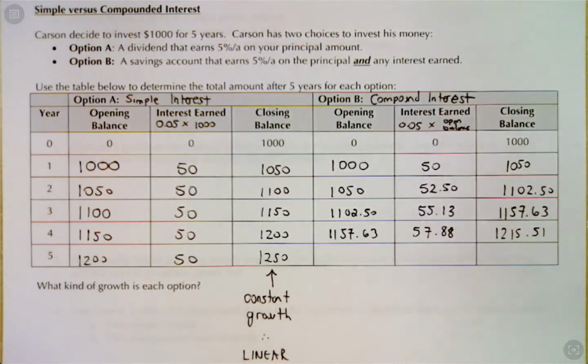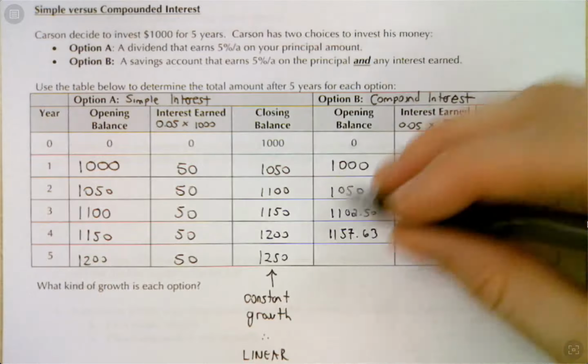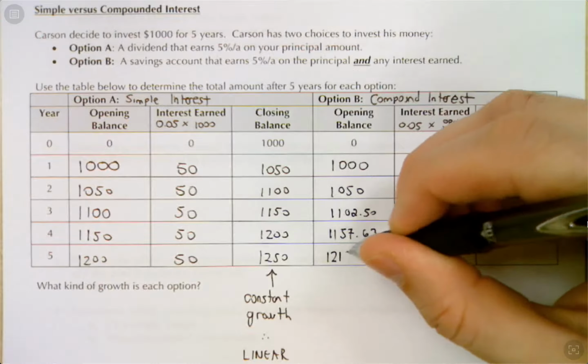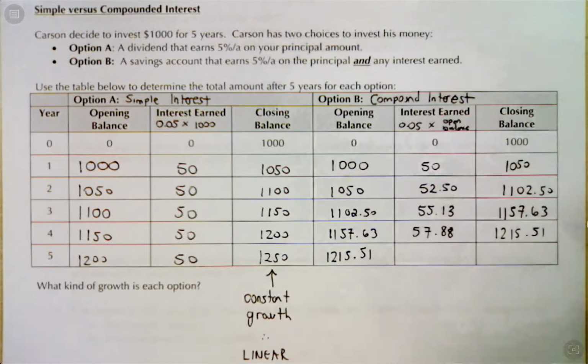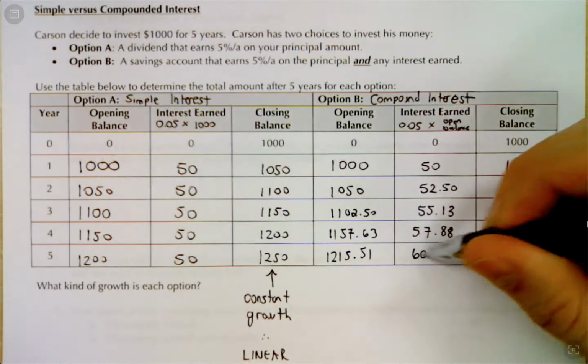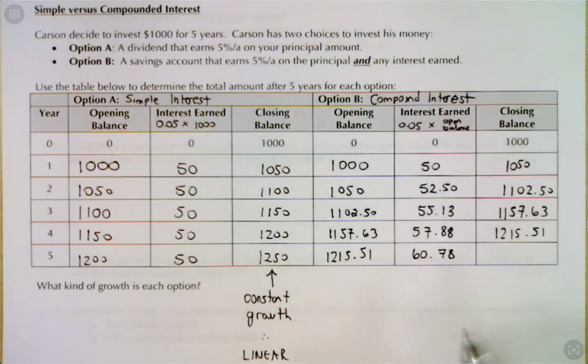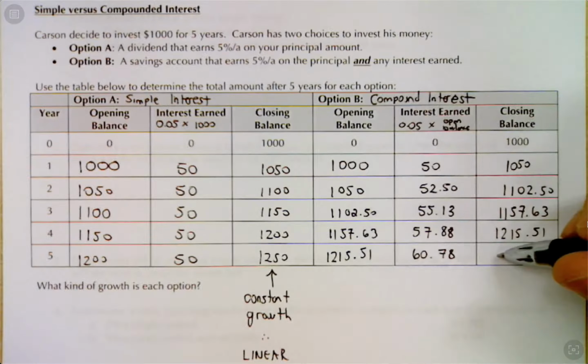It's not just going up by the same amount every time. Compound interest is a wonderful thing. $1,215.51, if we calculate the interest on that, 5% of that is $60.78. Now we're at a point where we're already earning a whole $10 more every single year. It doesn't sound like a lot, but eventually that number gets quite large.